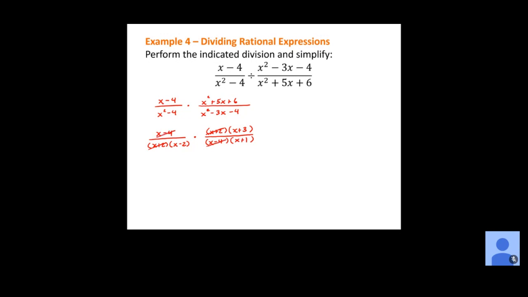Any other common factors? That's it. And so on top now, we're left with x plus 3. In our denominator, we have the x minus 2 and we have the x plus 1. And that's our answer. So again, as soon as you see division, go ahead and rewrite it as multiplication. Look for those factors, see if anything cancels out, and then once we do that, we can just put everything together and we have our answer. Any questions on that one now?